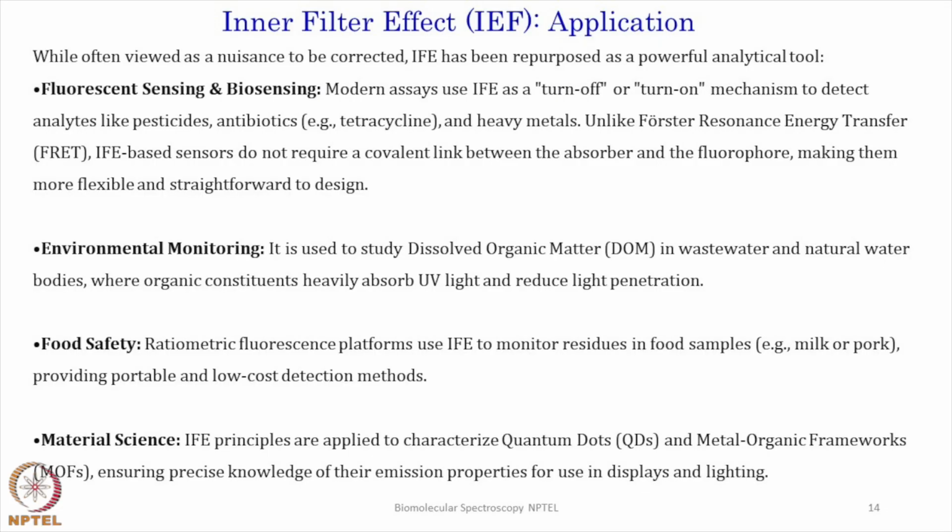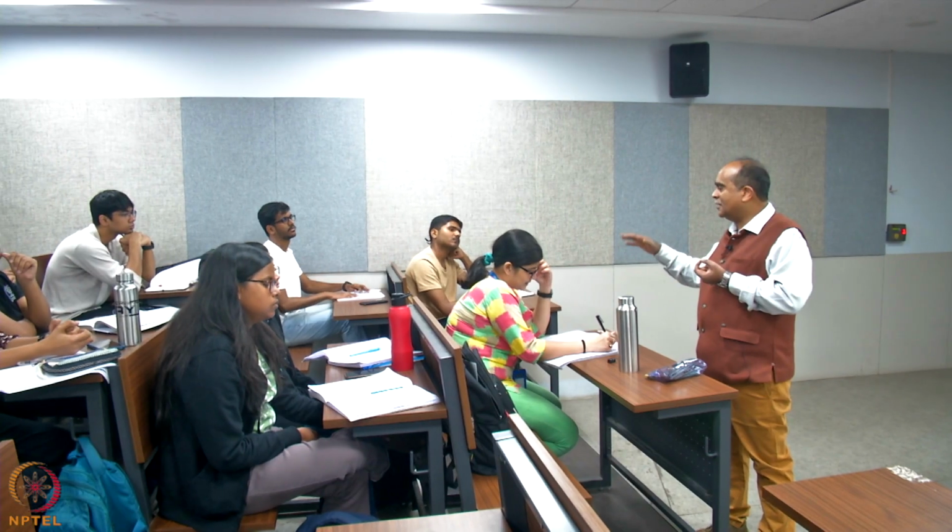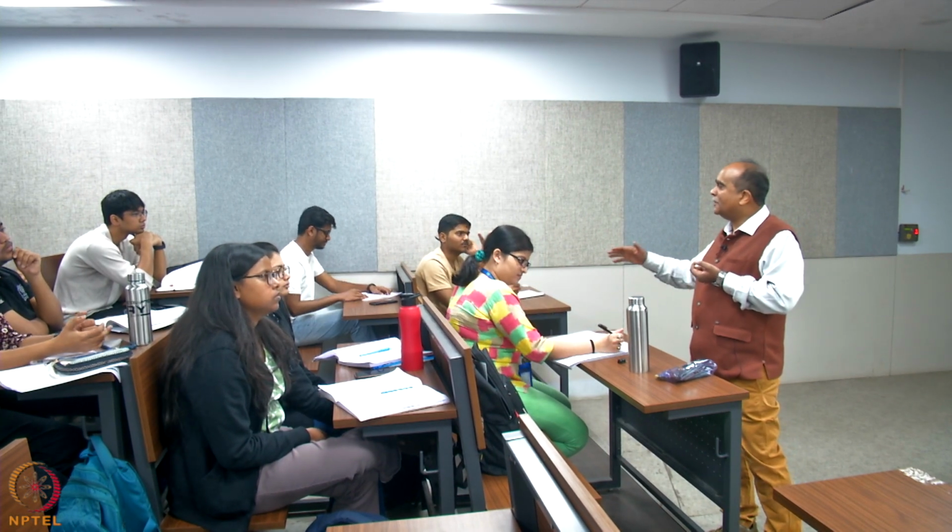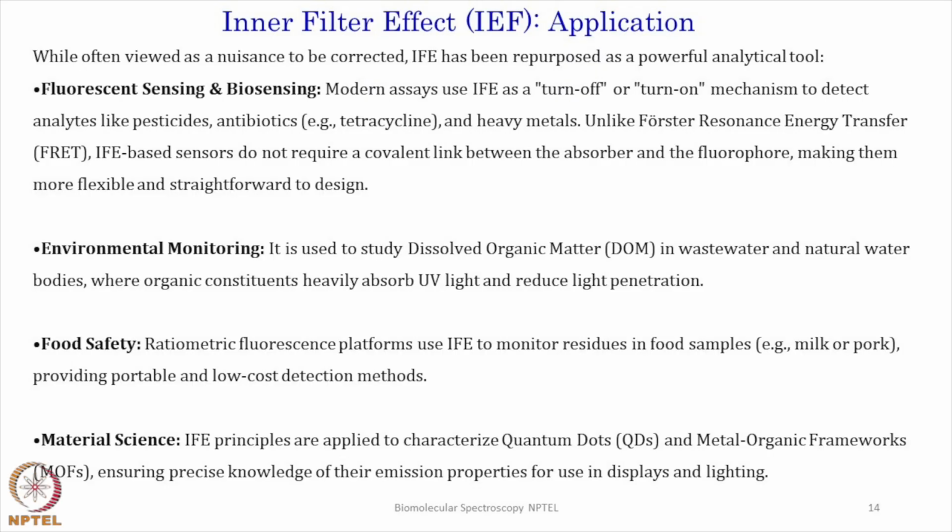So we can use dissolved organic matter detection based on fluorescence, in wastewater or natural water. These organic constituents absorb heavily in the UV. So you can have your fluorophore, and if the water is cleaner, your signal will come through more. If the water is polluted and has these organic constituents, the inner filter effect will take the absorption, so you have reduced light penetration and reduced emission because of all the pollutants. That's a use in the environment.